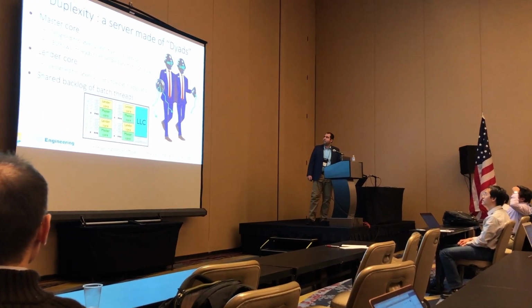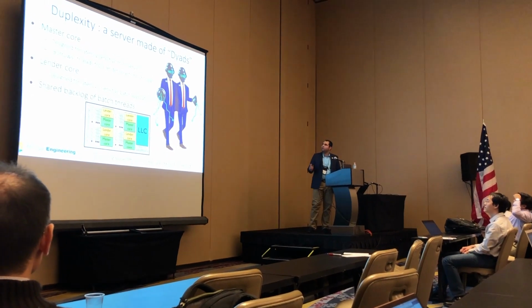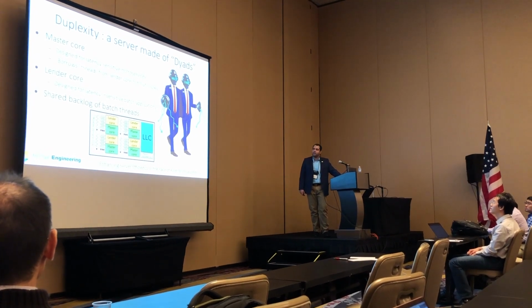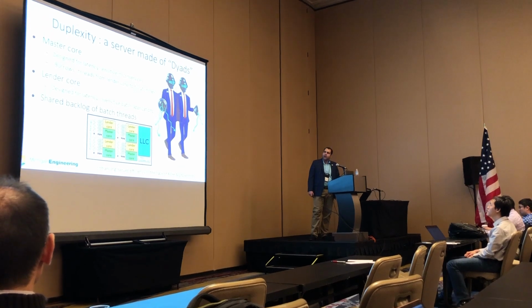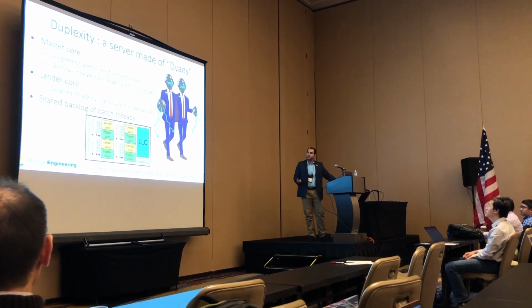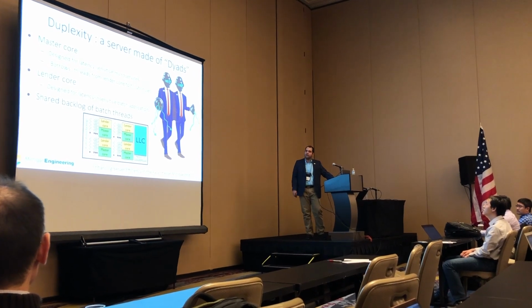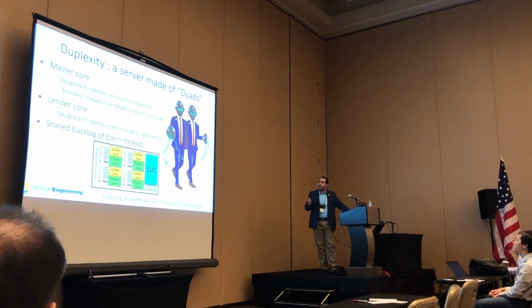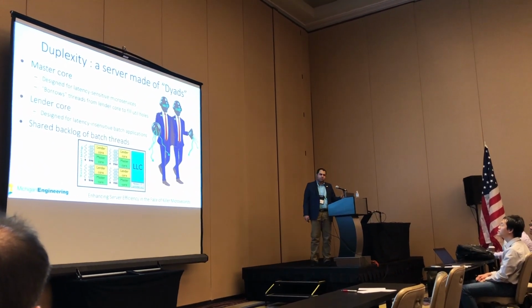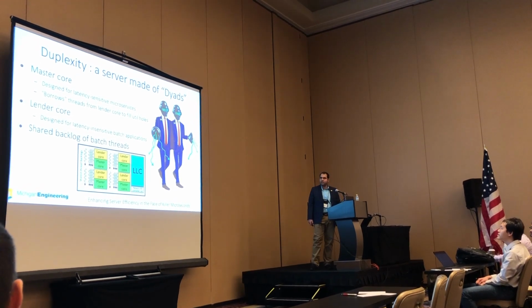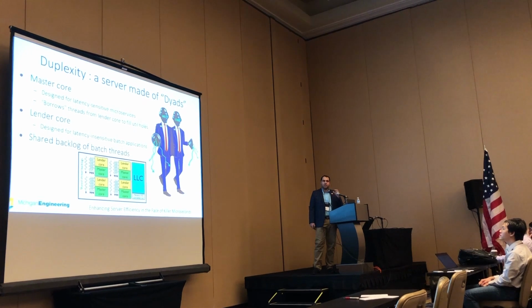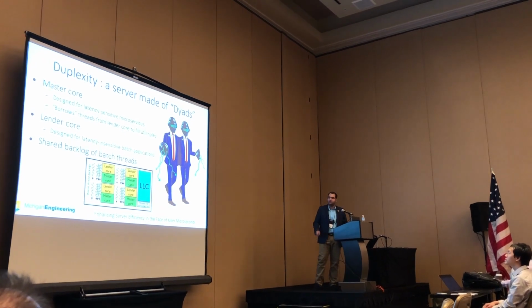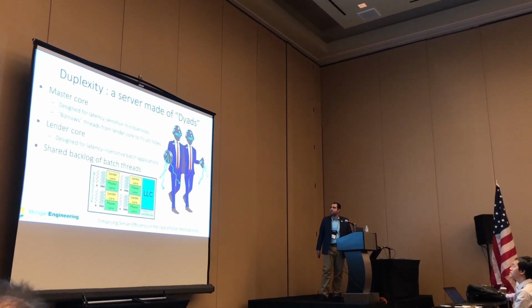So Duplexity is a heterogeneous server design composed of dyads, or pairs of cores. In each dyad, we have a master core, which is mainly designed for latency-sensitive microservices, and it is able to borrow threads from its neighbor lender core in the same dyad whenever it faces these microsecond scale stalls to fill the utilization holes. And the lender core in the same dyad is mainly designed for latency-insensitive batch applications, and the two cores in the dyad share the same backlog of batch threads so that they can use them whenever one of their threads faces one of these stalls to remain utilized.